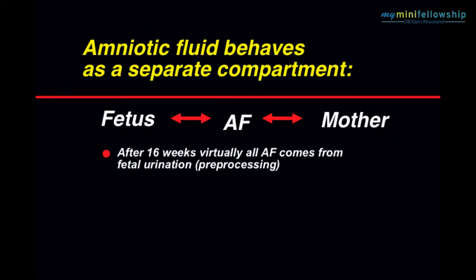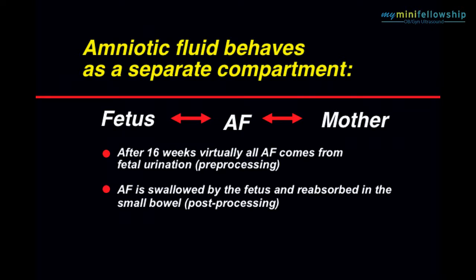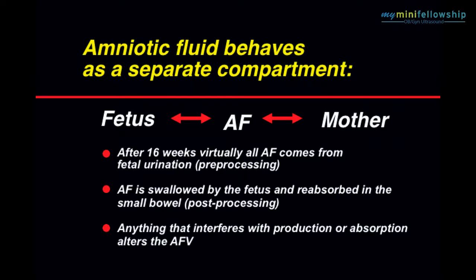After 16 weeks, virtually every drop of amniotic fluid comes from fetal urination. You should think of the fetal kidneys as the pre-processing plant for amniotic fluid. After it is produced, the amniotic fluid is swallowed by the fetus and then reabsorbed in the small bowel. So you can think of the small bowel as the post-processing unit. So anything that interferes with the production or absorption will alter the amniotic fluid volume.